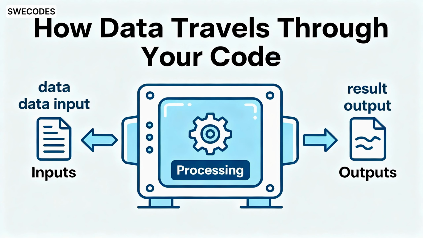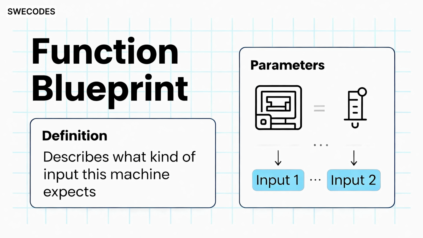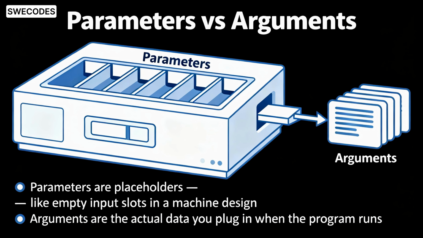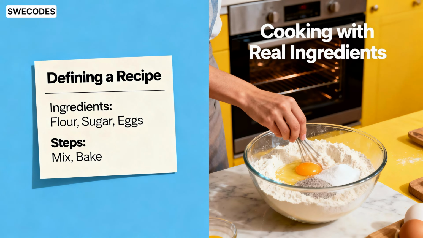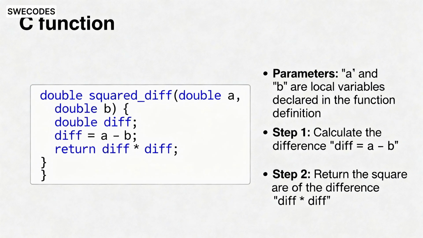Inside the function's blueprint, that's your definition. We describe what kind of input this machine expects. Those are called parameters. But when you actually use the function, when the machine runs, the real data you send in are called arguments. So parameters are placeholders, like empty input slots in a machine design. Arguments are the actual data you plug in when the program runs. It's the difference between defining a recipe and cooking it with real ingredients. Let's see it in action.